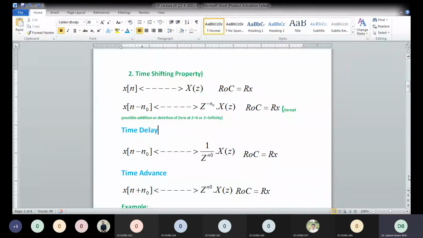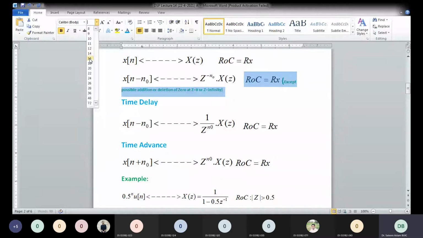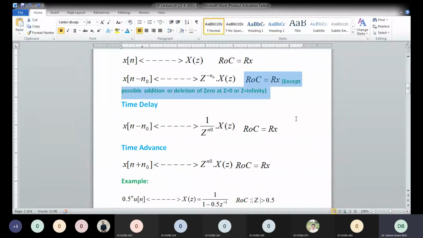ठीक है बेटा, कंफ्यूजन तो नहीं हो रही? So it's clear. No, sir. Okay, so ROC will remain same. However, whenever you read your book, there is one sentence written over here. So one sentence written in your book that ROC is equal to R of x. It means that there is no change in the region of convergence.